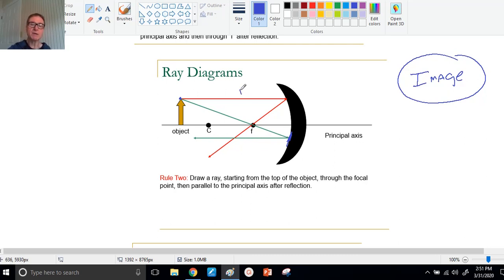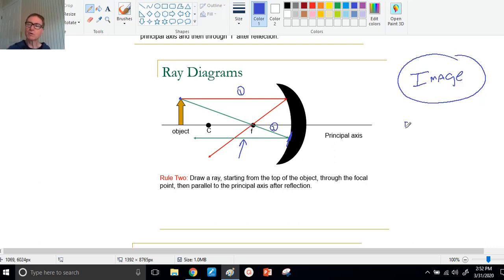So this is ray number 1, this is ray number 2. So rule number 2 is we draw a line that starts at the top of the object, goes through the focal point, hits the mirror, right, and then reflects off of the mirror parallel to the principal axis. Okay, that's rule number 2. Now, we typically only need 2 rules to find where our image is.